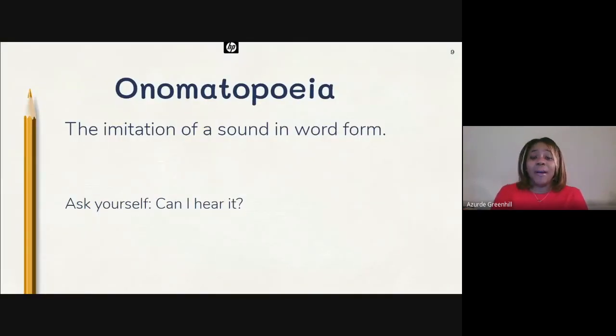Onomatopoeia. So this is a big long word. And if you can say it 3 times very fast, I congratulate you. An onomatopoeia is the imitation of a sound in word form. So when you're trying to identify an onomatopoeia, you want to ask yourself, can I hear it?